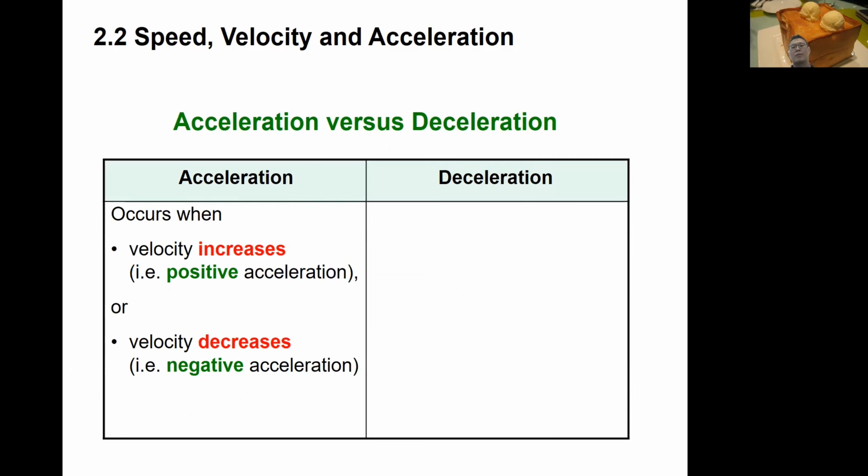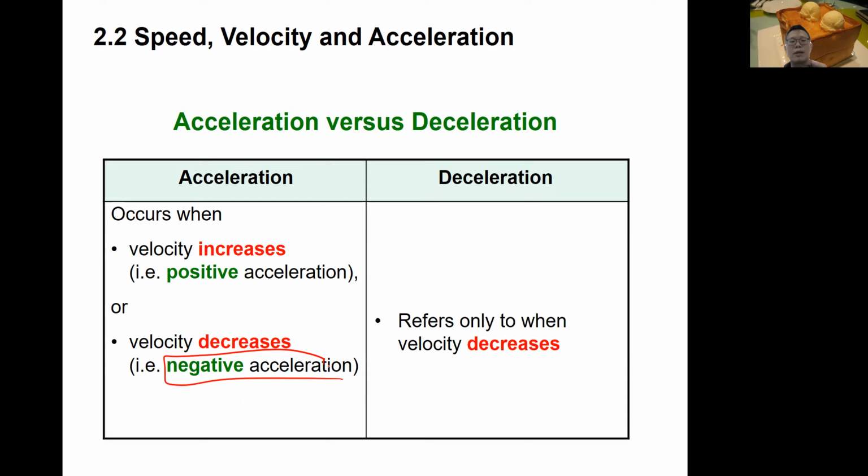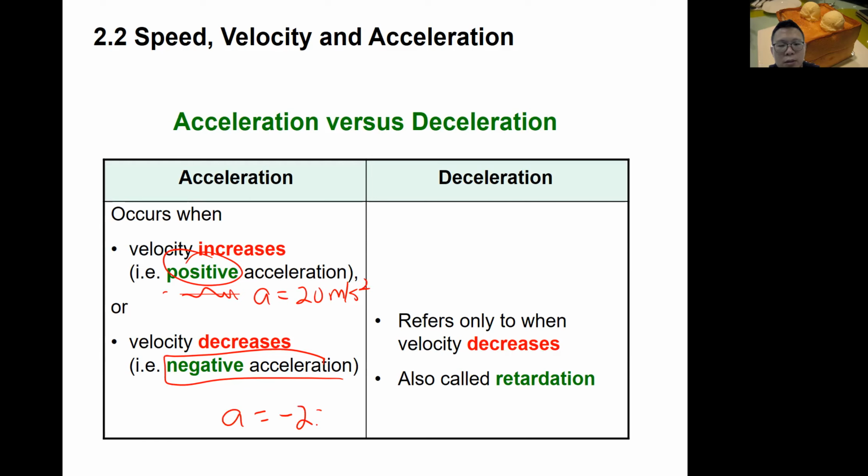In terms of context, like I mentioned before, acceleration can be positive or negative. Negative acceleration can be replaced with the word deceleration, or sometimes we have this thing called retardation. If we talk about acceleration, it can be positive, for example A equal to 20 meters per second squared. Negative acceleration could be A equal to minus 20 meters per second squared. It's just a different way of representing it.